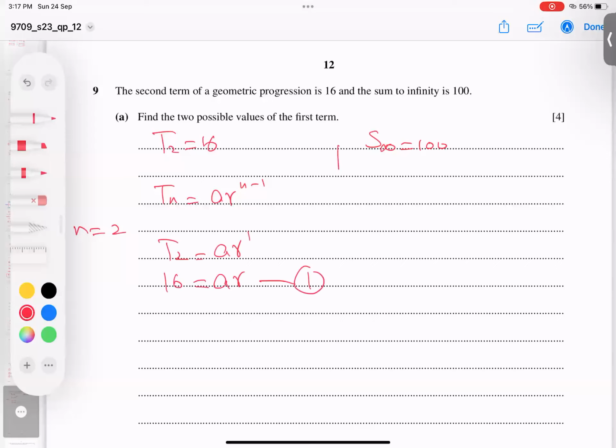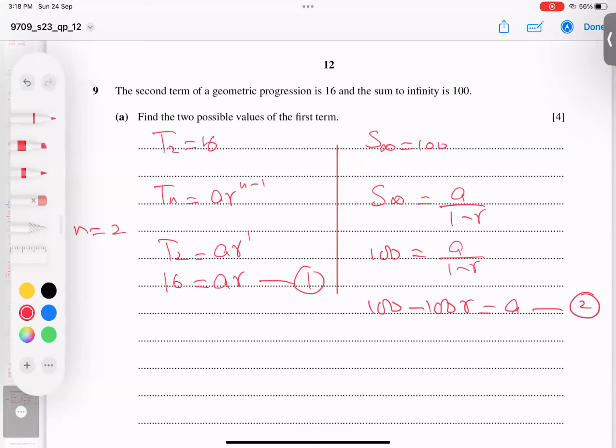Equation 1 done. What is the sum to infinity formula? The formula is S infinity equals A over 1 minus r. 100 comes here, so 100 equals A over 1 minus r. I have to find the first term only, r is not required. So first of all, cross multiply, 100 times (1 minus r). So 100 minus 100r equals A. This is equation number 2.